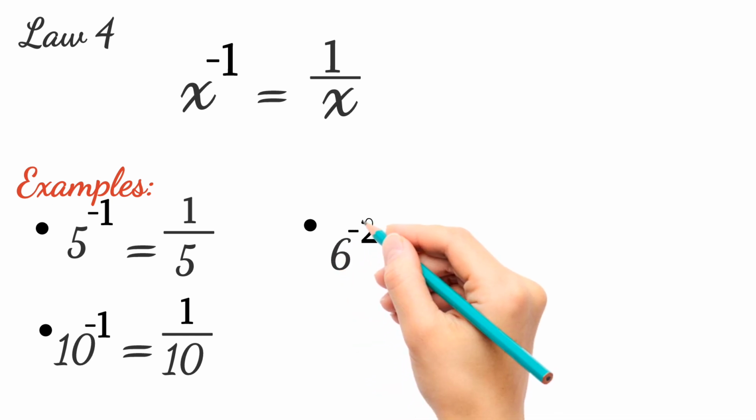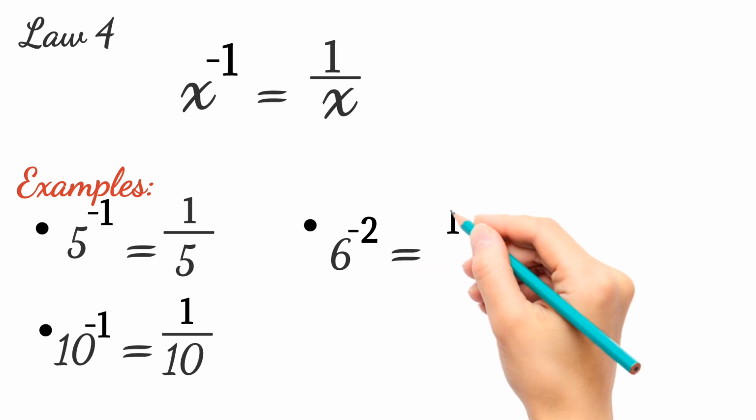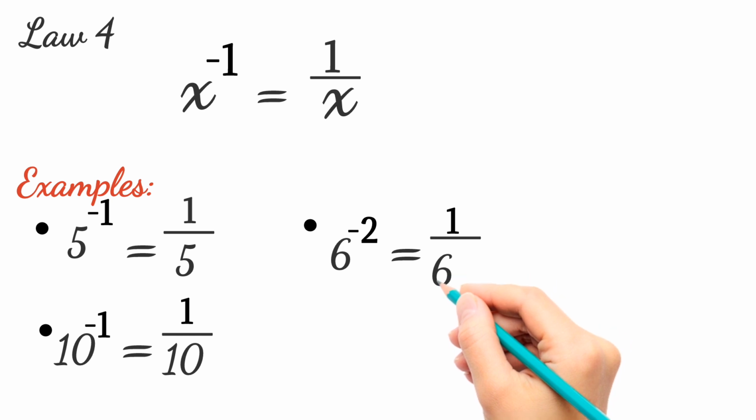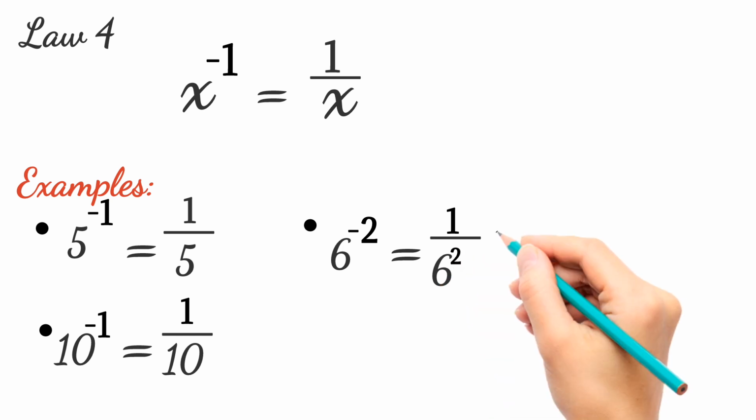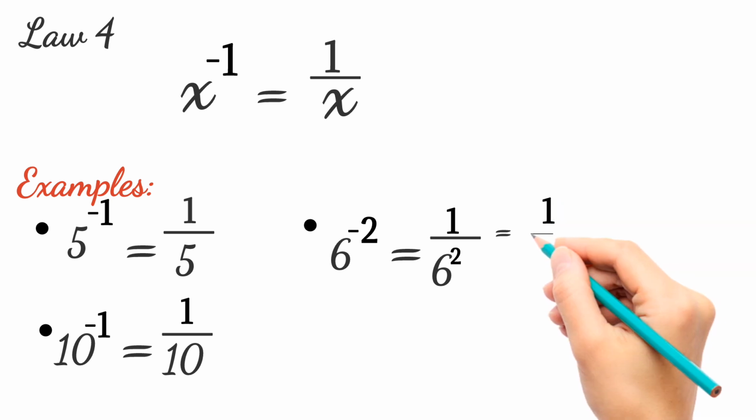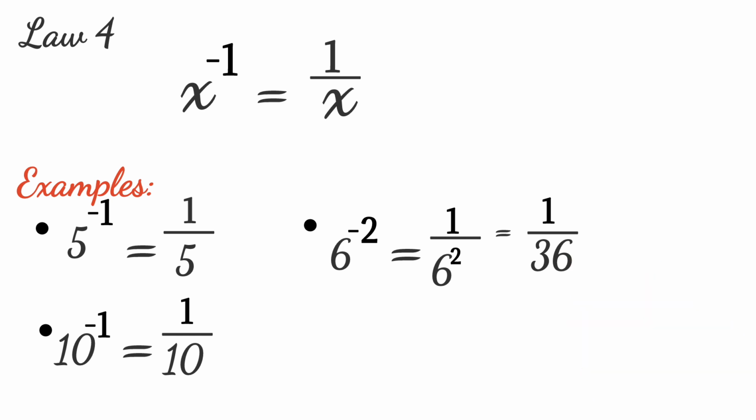Now let me give you this example. 6 raised to power minus 2. Don't be confused. So the minus returns to 1 over. Then my 6 will still remain there. Then it now carries the power 2. Do you get that now? So it will now be what? 1 over 36. That is 6 times 6. Do you understand that? The minus will only turn to 1 over.